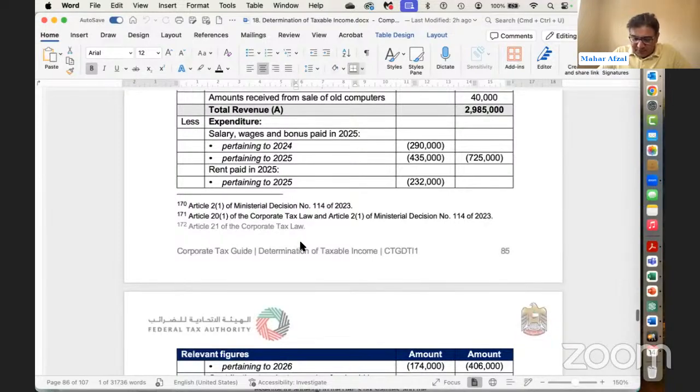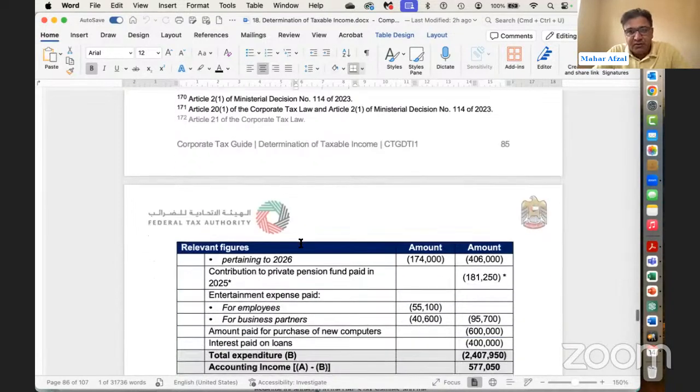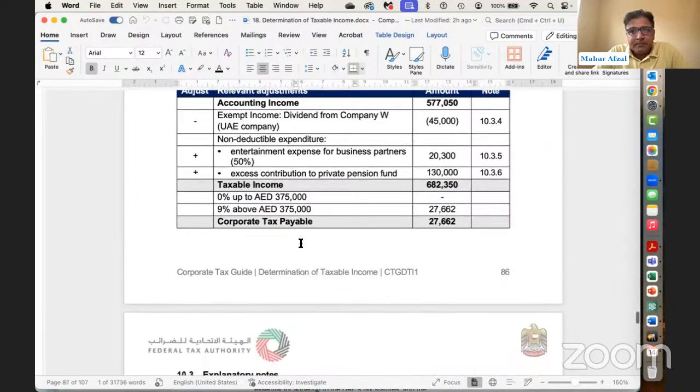So the result is coming basically 682350. Yeah, 682350. This is their taxable profit. Up to 375,000, 0%. Beyond that, 9%.